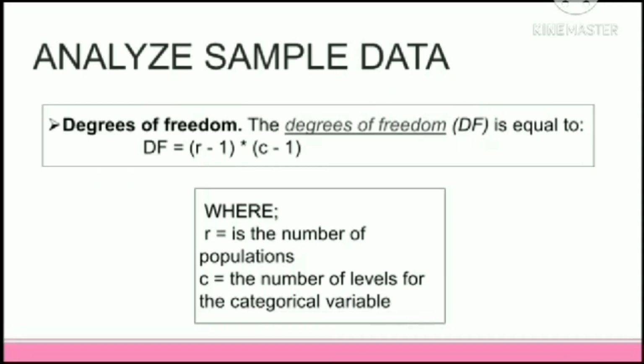So, analyze sample data. To analyze sample data, we use the formula df, or degrees of freedom, equals quantity r minus 1 times quantity c minus 1, where r is the number of populations and c is the number of levels for the categorical variable.